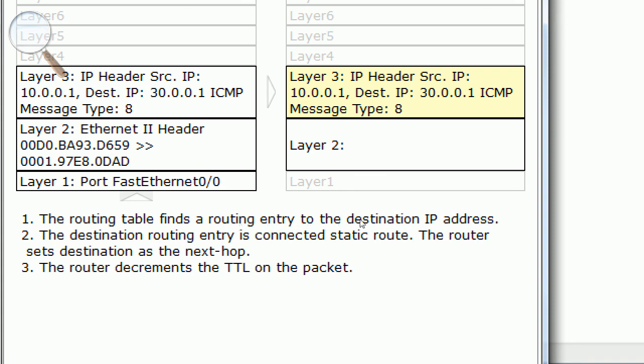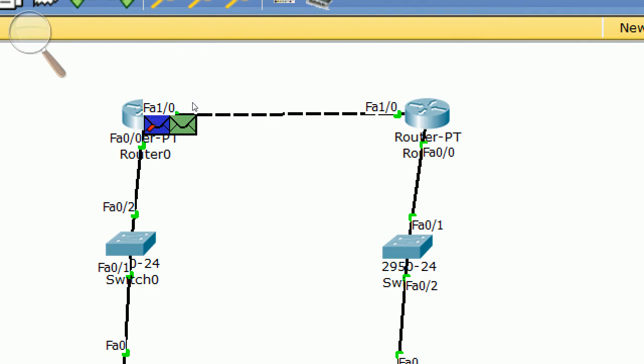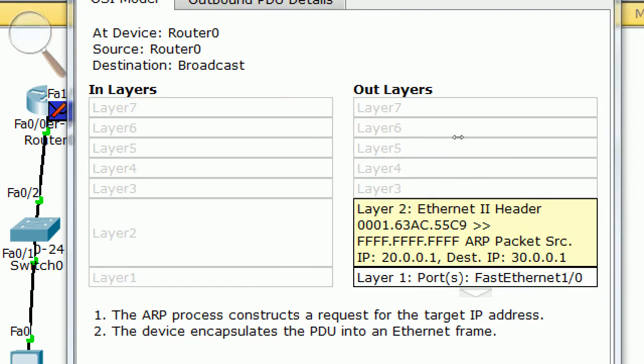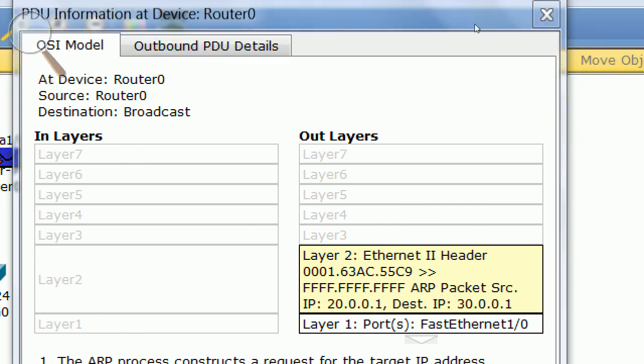The router sets the destination as the next hop, meaning the IP to which I am communicating. Look here, the router is generating an ARP. For which IP? Source is, destination is. Now the router processes the target IP address. Fine. Now this ARP will travel.